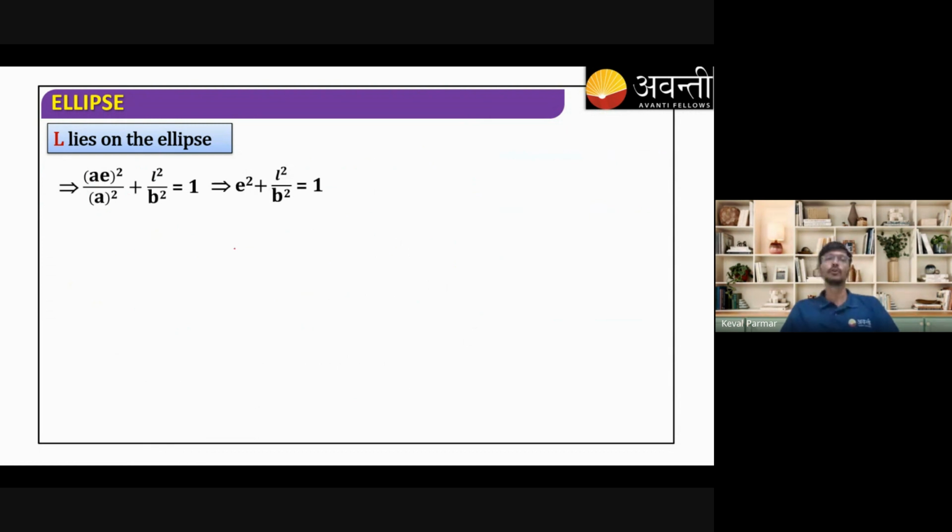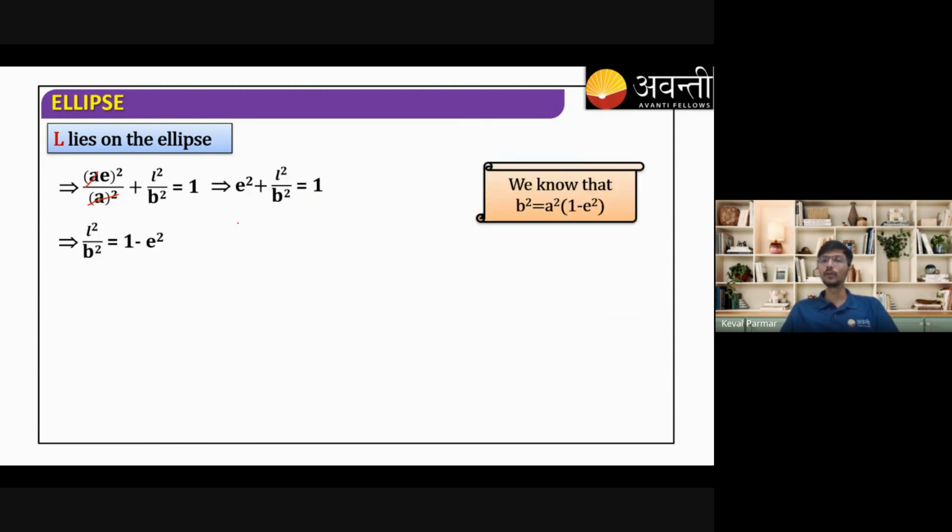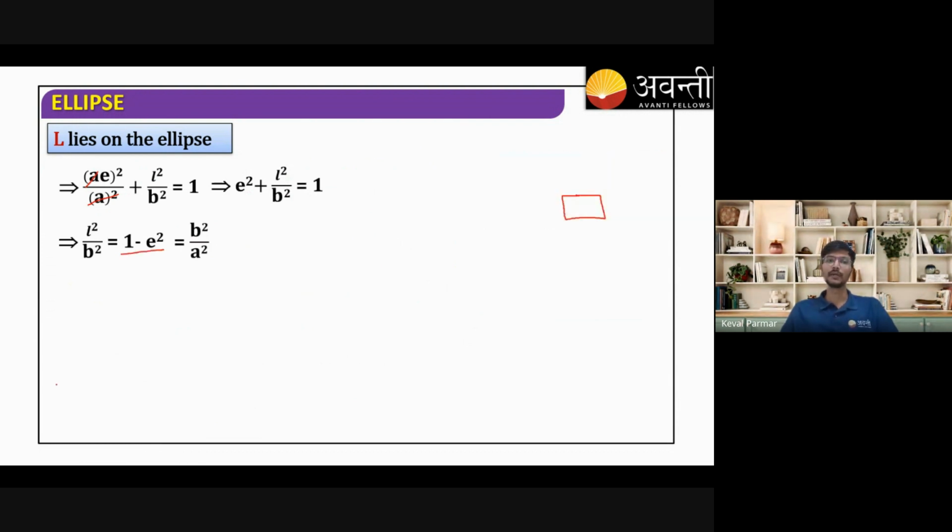Yeah. So here, a square and a square will get cancelled. We'll be left with e square plus L square upon b square equals 1. Now, we know that b square can be written as a square into 1 minus e square. That means 1 minus e square will be equal to b square upon a square. So I can write 1 minus e square as b square upon a square. Correct?